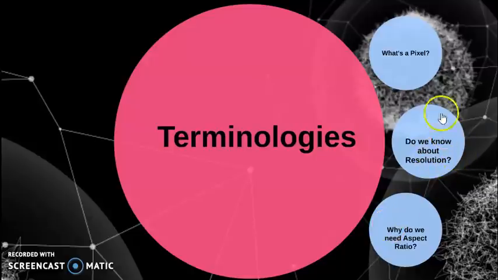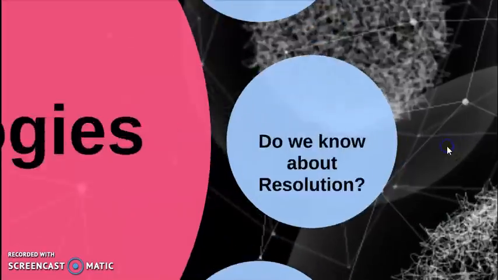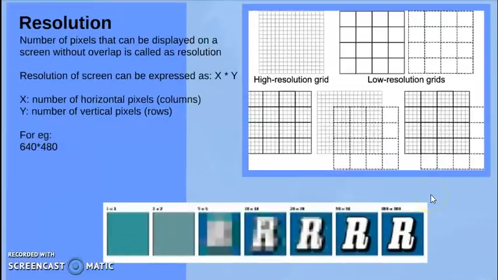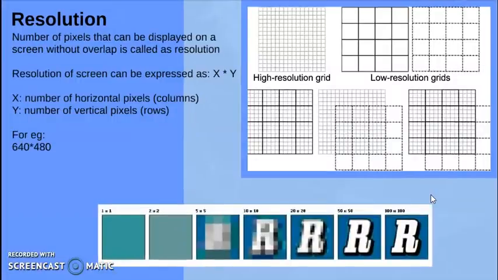Okay. Now, once we are done with pixel, we should also know what resolution is. We are using this nowadays in televisions, in graphic screens, when going into gaming, everywhere we are being asked for resolution. So what is resolution? Resolution is nothing but the number of pixels that can be displayed on a screen without overlap. That is called resolution.